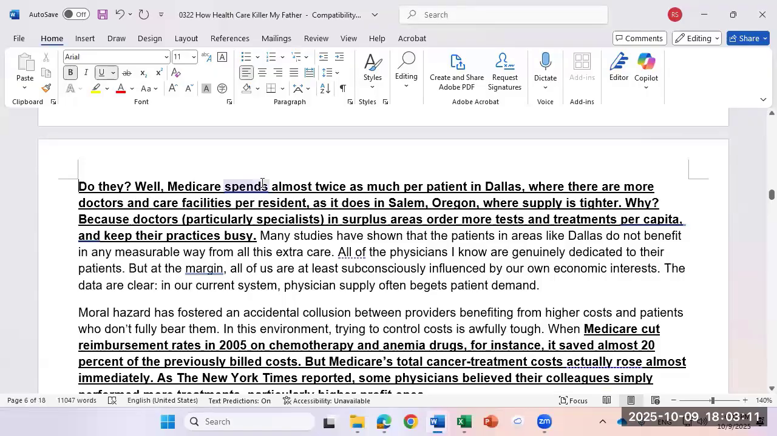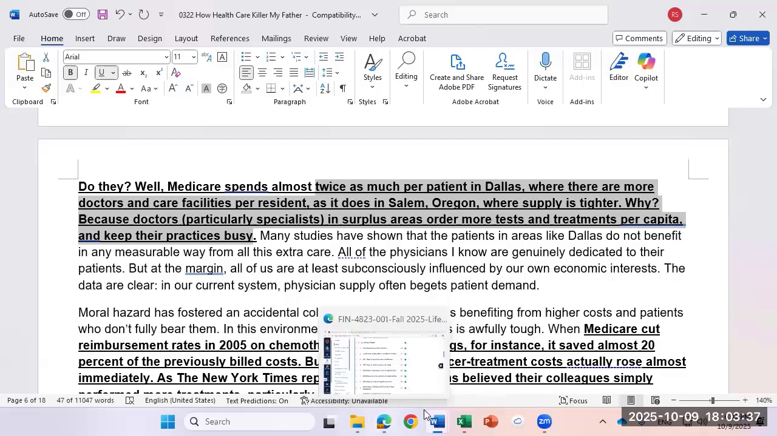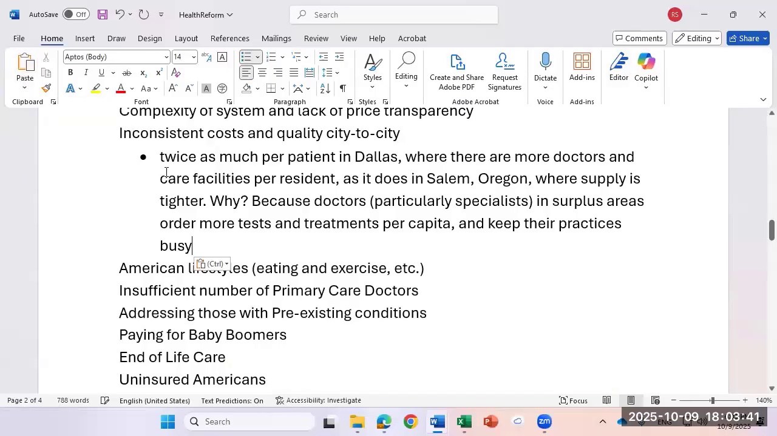So he says Medicare spends twice as much per patient in Dallas. Why? Because there's more doctors than Salem does, where supply is tighter. Why? Doctors order more tests and treatments per capita to keep their practice busy. They have that control. This kind of gets under the supply creates its own demand as well, but it fits in this category. Why is this such an important point?